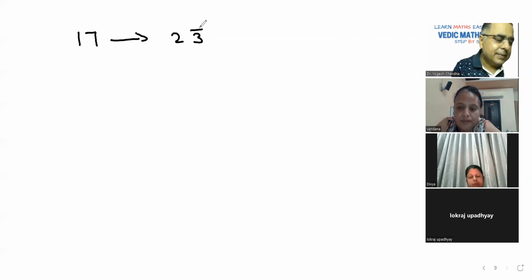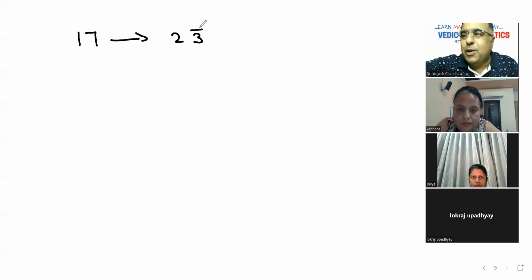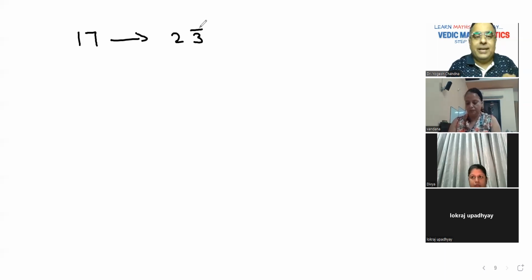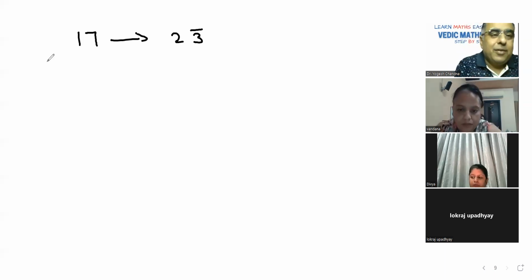Lokraj, is it clear still here? So 17 is not the real operator. 2 and 3 bar are the operators. Why are 2 and 3 bar the operators? Because 17 can be converted to vinculum; 7 is bigger. Got it? Yes, sir. Now, how to do it? Let me show you. Just pay attention. Don't write first. I'll write everything. Then we'll.